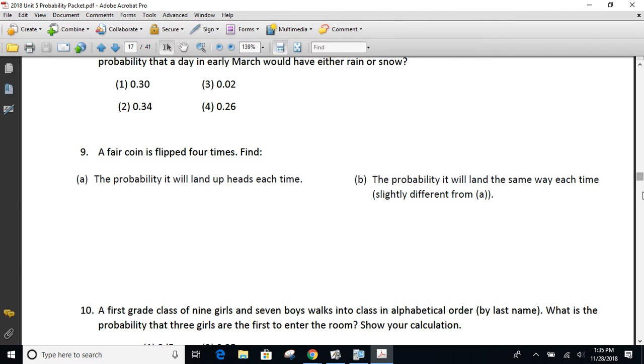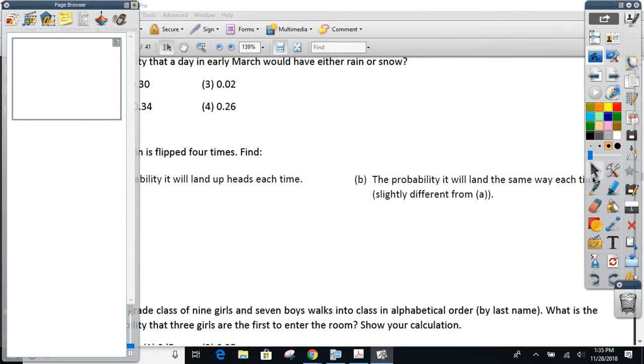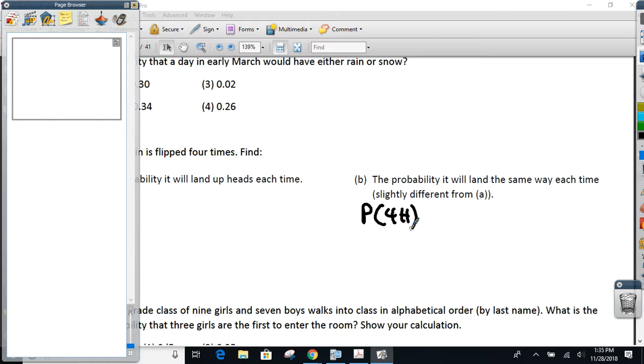9B. The probability will land the same way each time. Got it. And how many times are we flipping this bad boy? 4 times? Okay, so the probability it will land the same. What could be the same way every time? It could be all heads, right? So the probability of 4 heads, or 4 tails. So these are the only 2 ways it could be the same way, right?